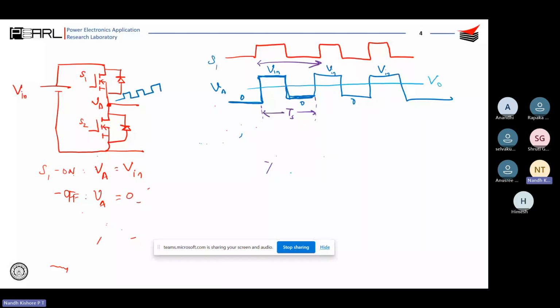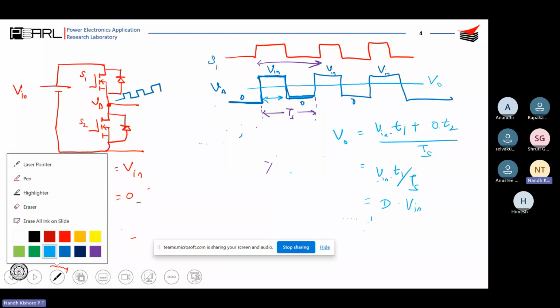So what would be the average value? The average of a square wave is Vin into whatever is this period, let me call this T1, plus 0 into T2, divided by the total time, that is TS. So Vin into T1 over TS. We call this T1 over TS as duty D. That is why you get D into Vin. This is what will happen if you average it out, and this is the relation which you are quite familiar with.